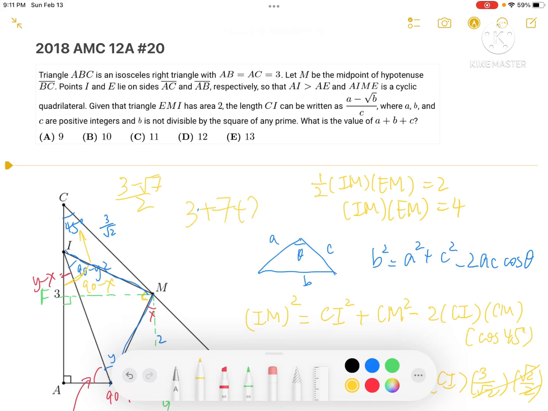So our final answer is just 3 plus 7 plus 2 equals 12. So our answer is D.